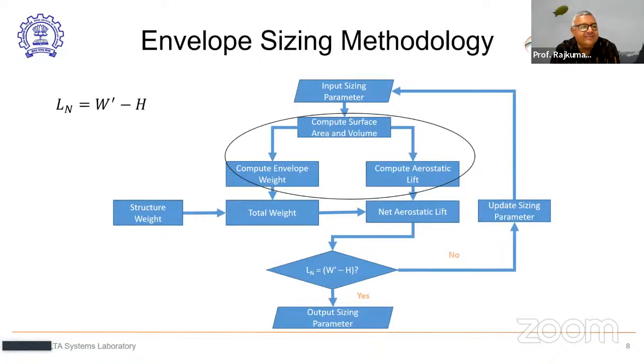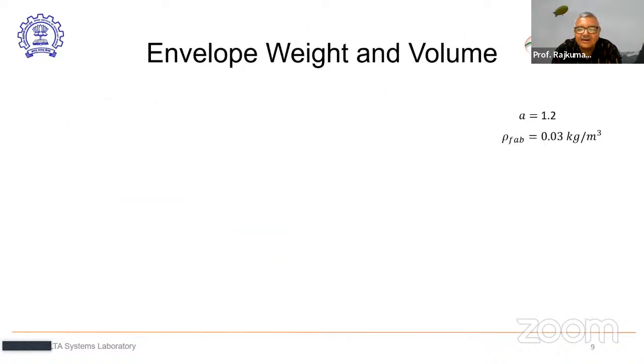So notice that the net lift is going to be equal to the weight of the items minus the heaviness, because we want some particular heaviness. So therefore, we need to have this formula. So we are going to compute surface area and volume, and then using that, we will compute the envelope weight and the aerostatic lift. So let us look at the envelope weight and volume calculation.